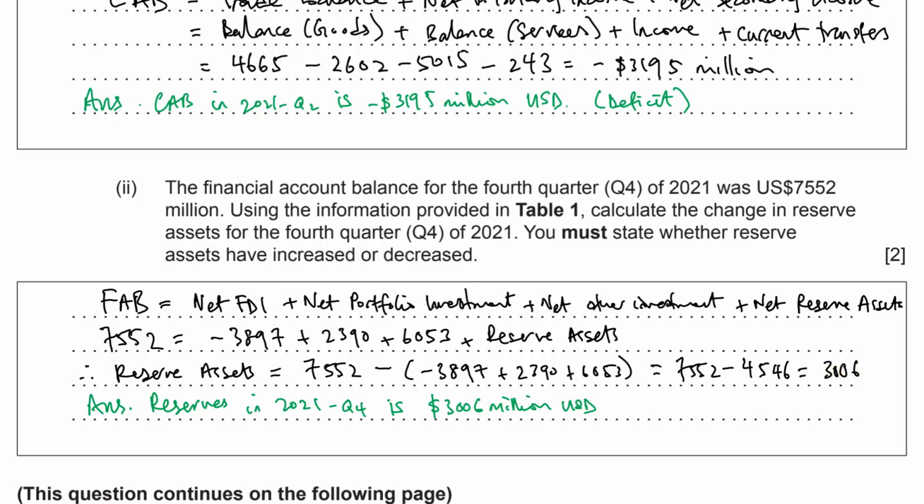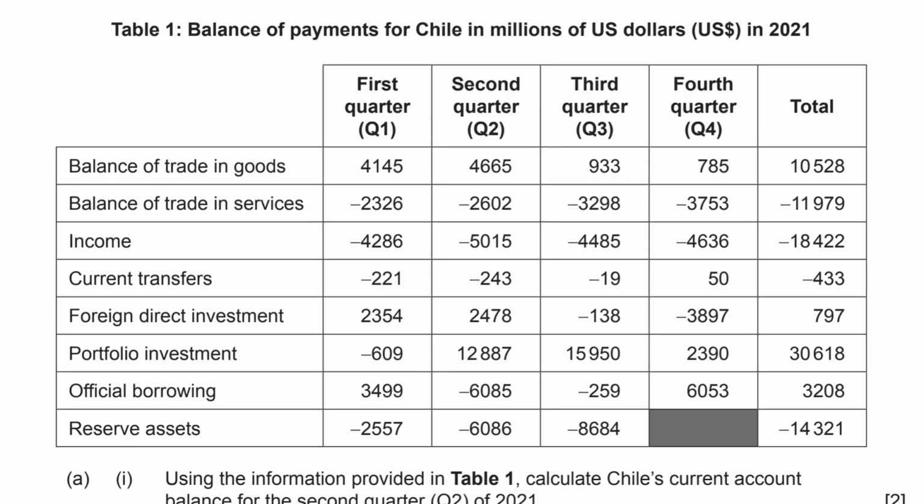Now here they're asking us to state whether the reserve assets have increased or decreased. I'm not sure what they're asking, because increase or decrease relative to what? So if they're asking, has it increased or decreased relative to quarter three? Well, the reserve assets in quarter three were minus 8684. So if you've gone from minus 8,006 to plus 3,000, then yeah, I'm guessing that's an increase, right?